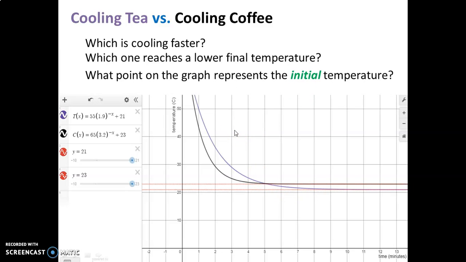Now, third question. What point on the graph represents the initial temperature? All right, the word initial always means the beginning temperature. When would the beginning be? Would it be at 1 minute, 2 minutes, 3 minutes? No, the beginning would be at time 0. So we need to see what's happening at time 0.